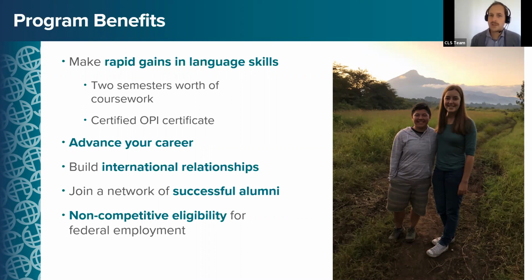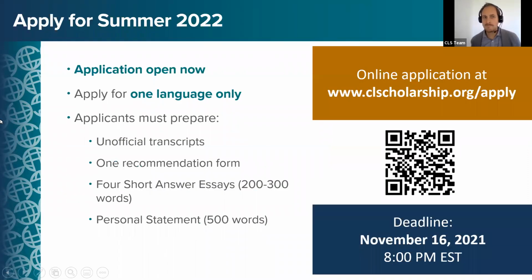I want to talk a little bit about the application for 2022. It's open now. It's available at clsscholarship.org/apply. In order to prepare a competitive application, we recommend starting early. So, we have something like over 3 weeks still. So there's time for you to get started and really start crafting those essays. It's not urgent yet, but applying early is a really good idea.